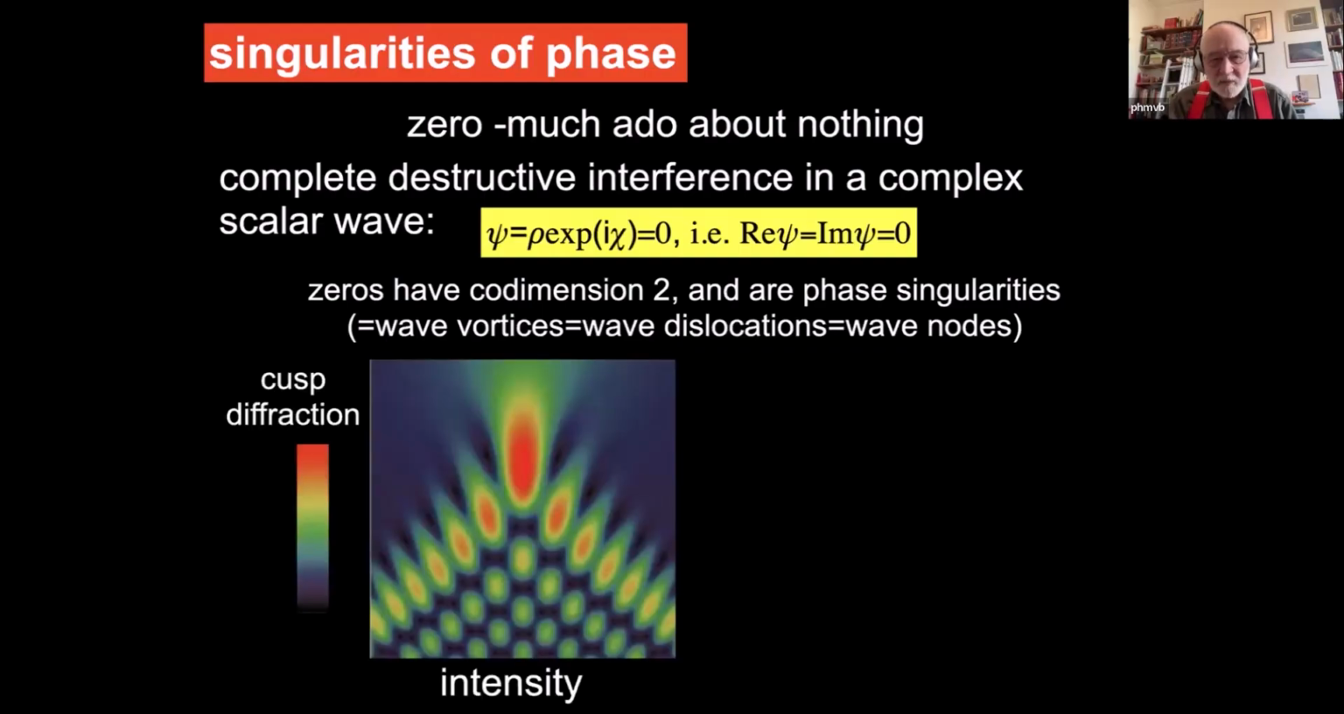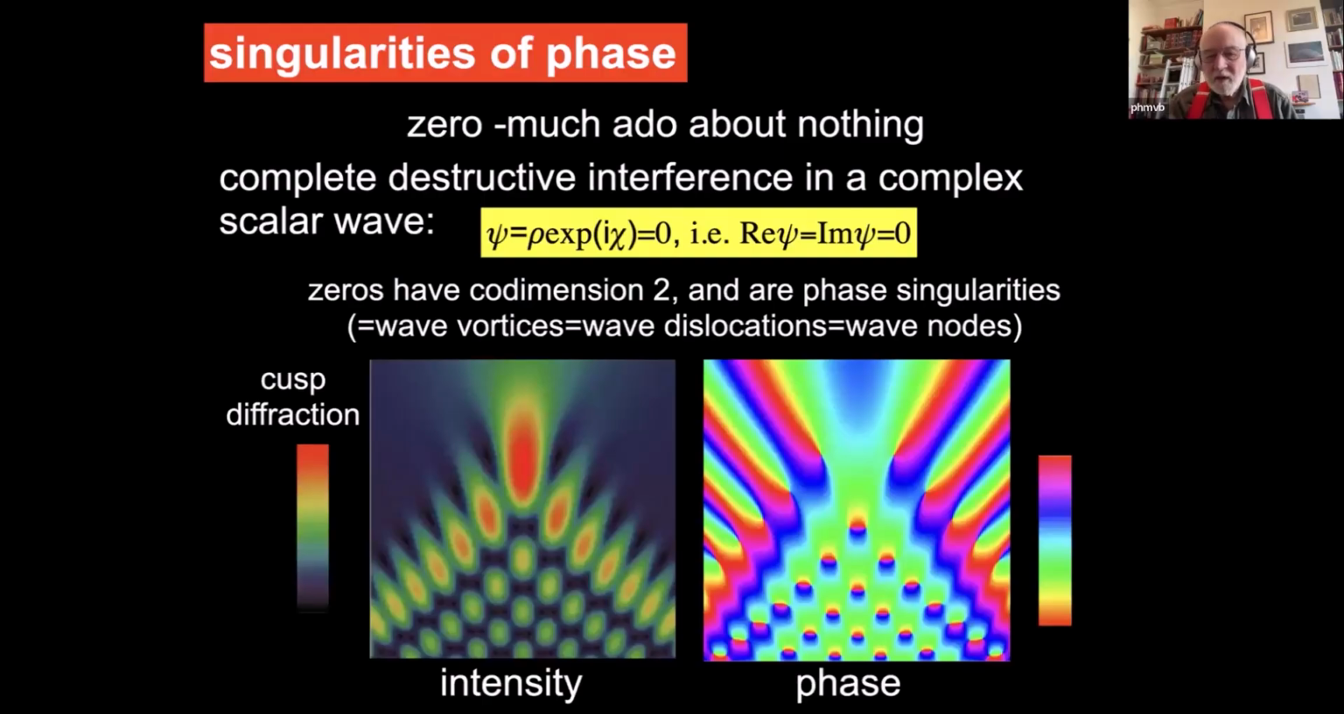Going back to the cusp, this is the intensity. Now let's look at the phase, color-coded, and you see this rich pattern of zero lines where all the colors meet. You can describe this analytically in great detail.